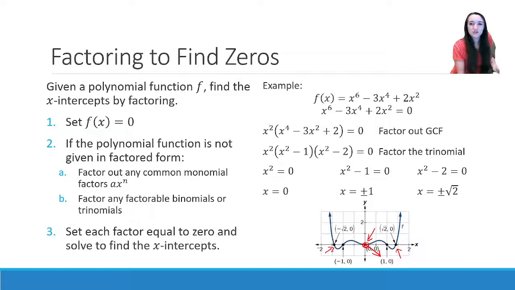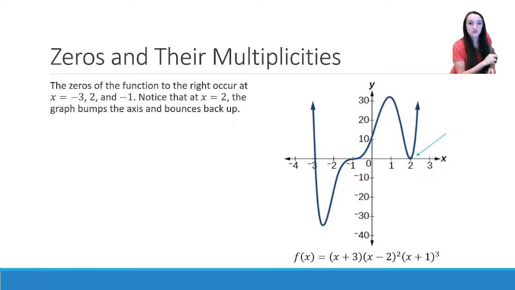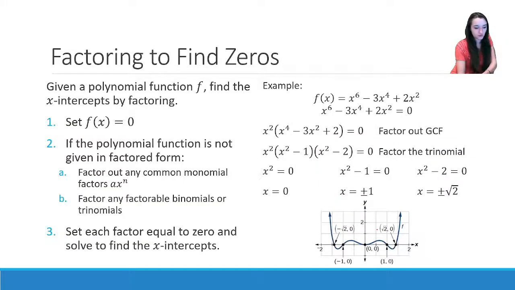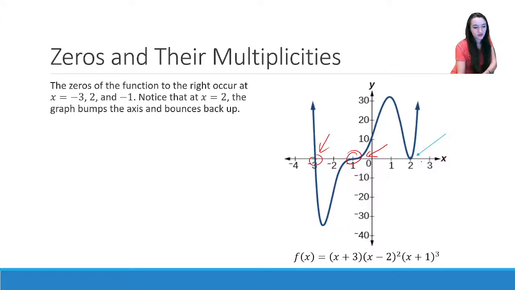But what's going on there, and how did I know to do that? Well, that is because of the multiplicity of 0. So, the zeros of the function to the right, a new picture, occur at x equals negative 3, x equals 2, and x equals negative 1. So, these 3 points, right? But notice that at x equals 2, the graph bumps the axis and bounces back up, just like it did in the previous one, where we bumped the axis and bounced off. So we're hitting it, and then it is a turning point.